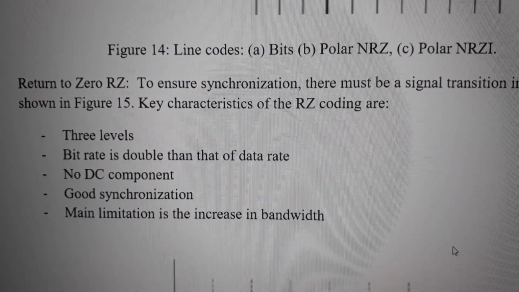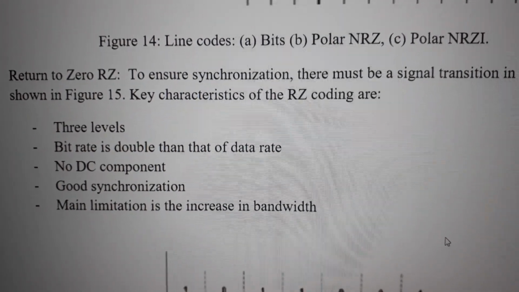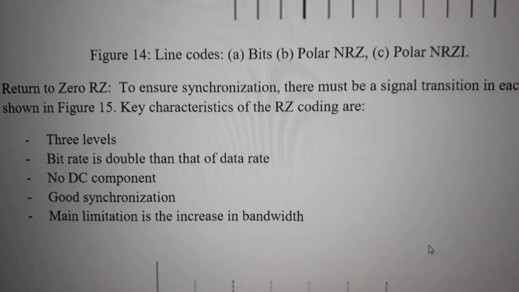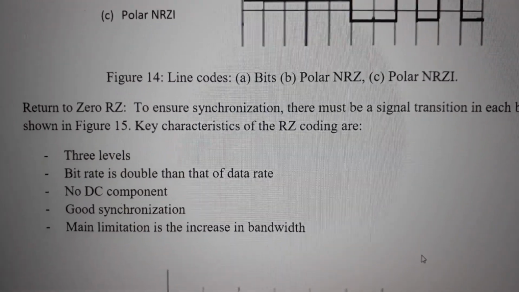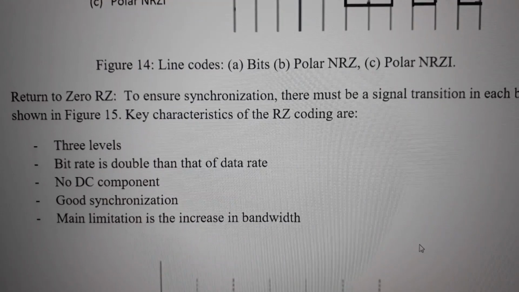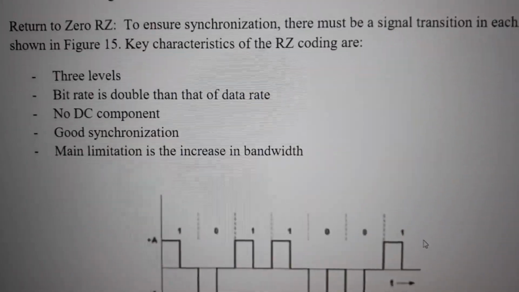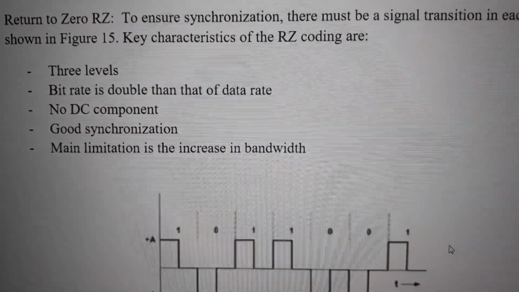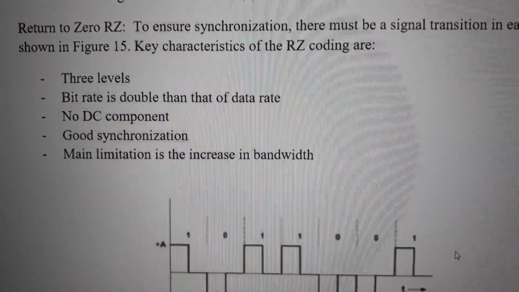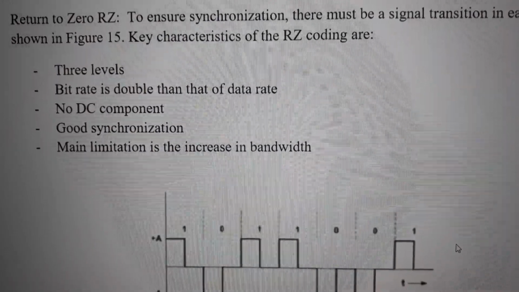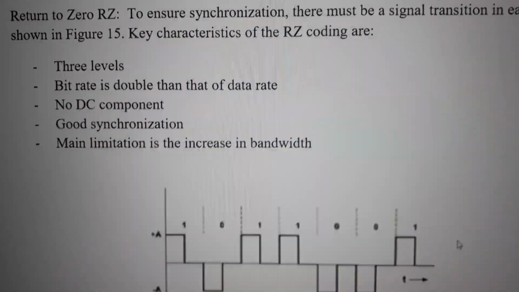Return to 0, الرمز مالها RZ. To ensure synchronization, there must be a signal transition in each bit, as shown in figure 15. Key characteristics of the RZ coding are 3 levels, bit rate is double that of data rate, no DC component, good synchronization. Main limitation is the increase in bandwidth.